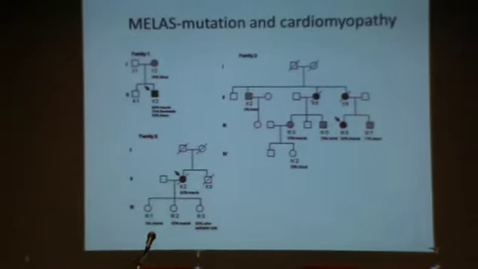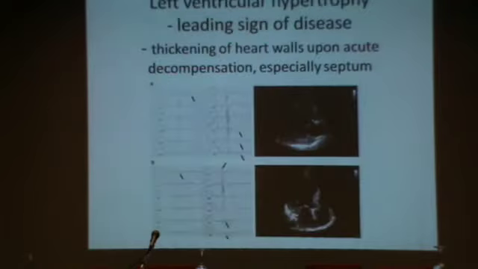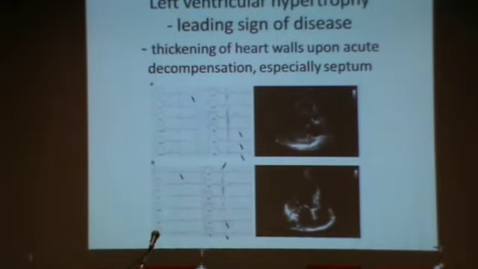We then collected a few families who showed this kind of cardiomyopathy. This is the index patient here. She told us that her mother died acutely in an intensive care unit of cardiac arrhythmia and decompensation of the heart. Then we studied in detail everybody who wanted to contribute to the study, and also did echocardiography, so we looked at the asymptomatic carriers of this mutation. The common feature was signs of left ventricular hypertrophy in those who had the MELAS mutation.